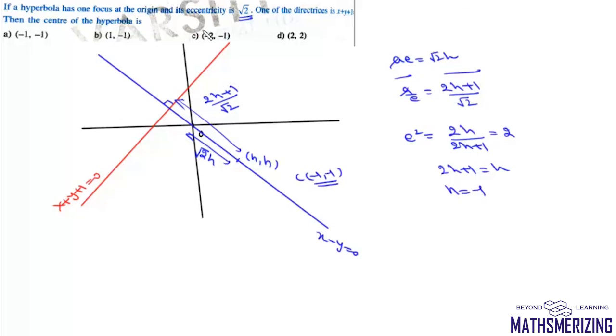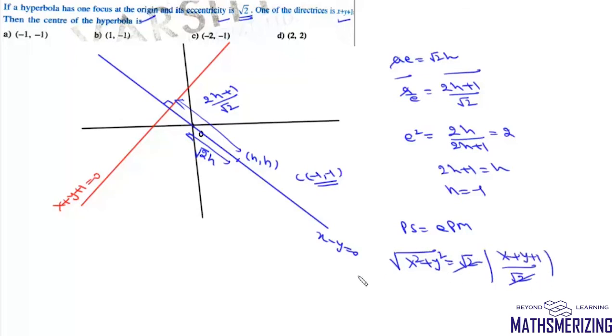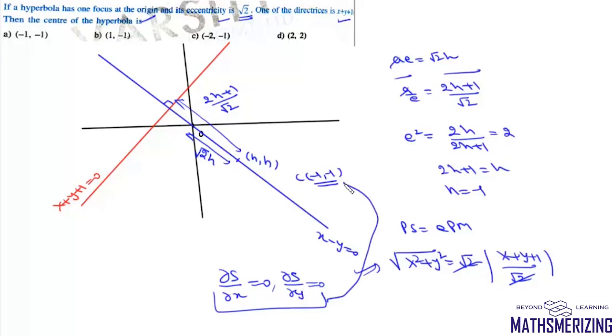Another way of solving this question can be, since we have directrix, eccentricity and focus, we know that PS equals e times PM. Now what's PS? PS simply will be under root of x square plus y square, and e is root 2, and PM will be x plus y plus 1 upon root 2. Now we can square it and then get the general equation of the hyperbola, and we know that we can find the center of any conic by simply differentiating the equation partially with respect to x and with respect to y, and then solving these two linear equations to get the center of this hyperbola, which again will be minus 1 comma minus 1.